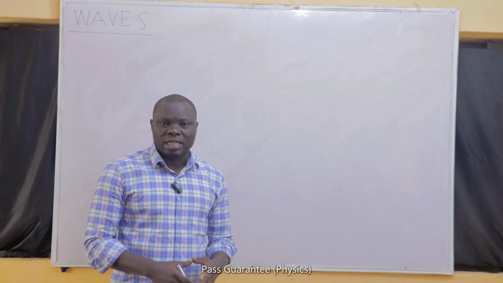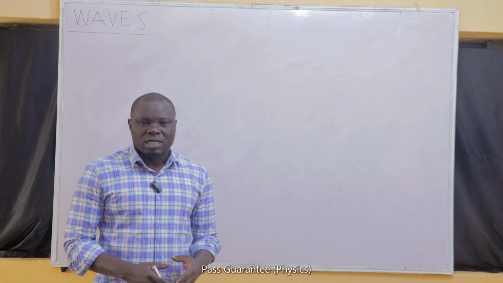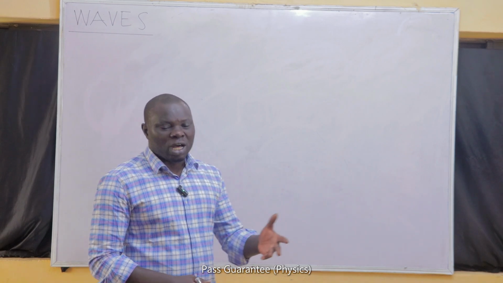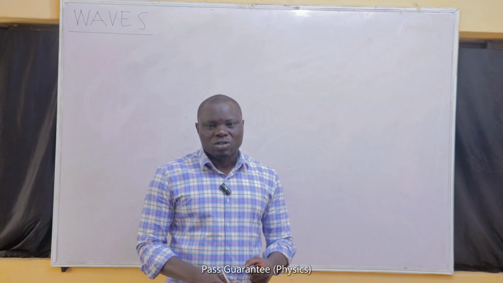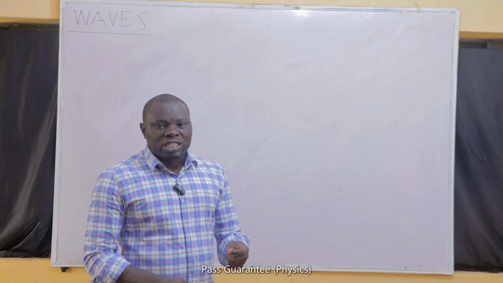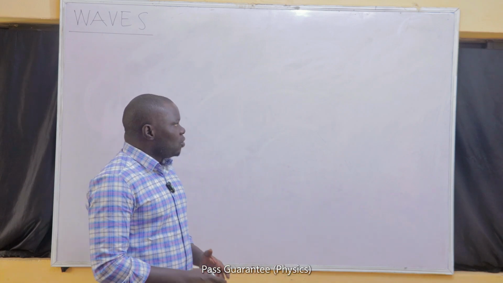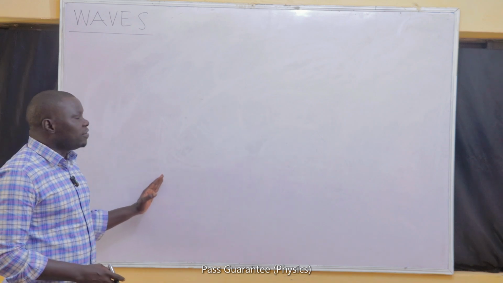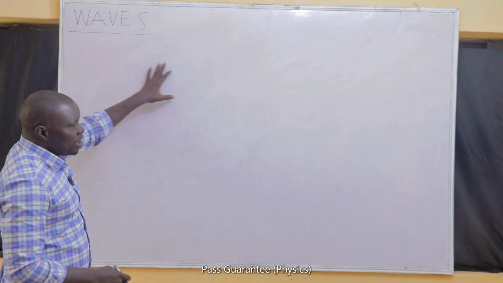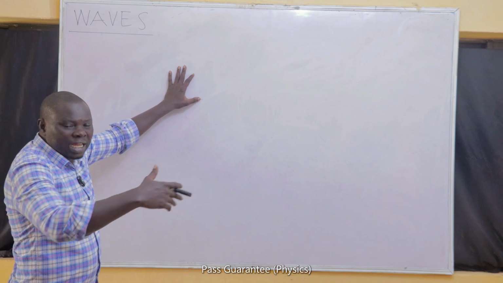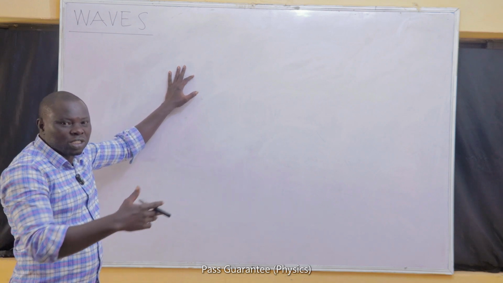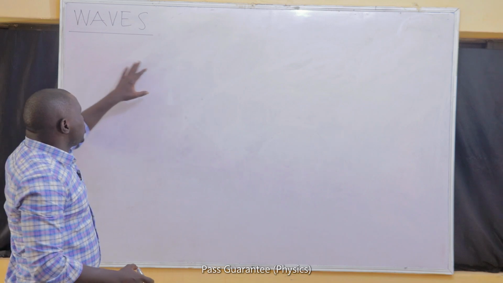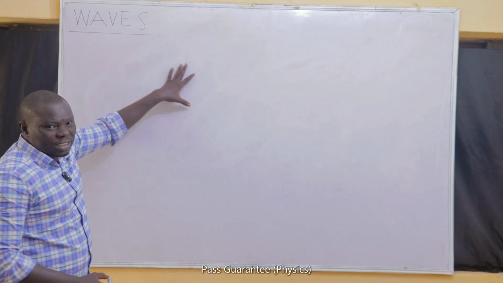I'll go over that again. A wave is a disturbance that travels through a medium, transferring energy from one point to another without the actual displacement of the medium. We are going to look at each part of that definition. We said a wave is a disturbance. There must be something that is going to the medium to disturb the medium that was elsewhere very, very still. So the wave is a disturbance.